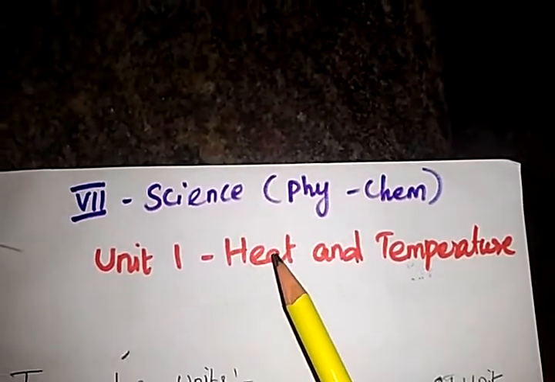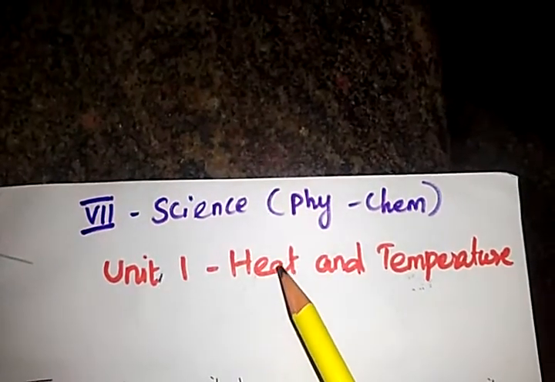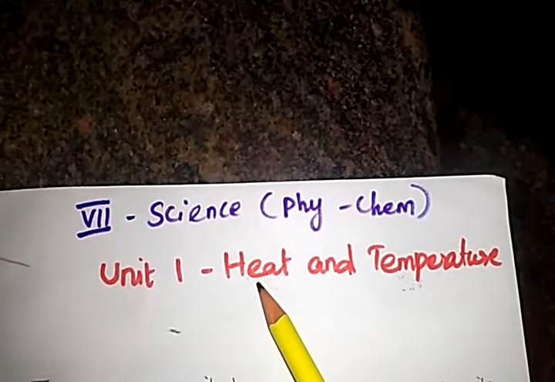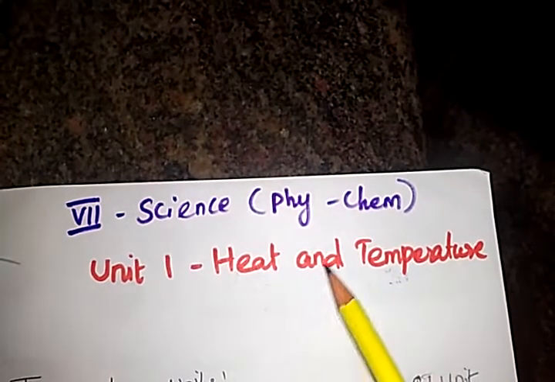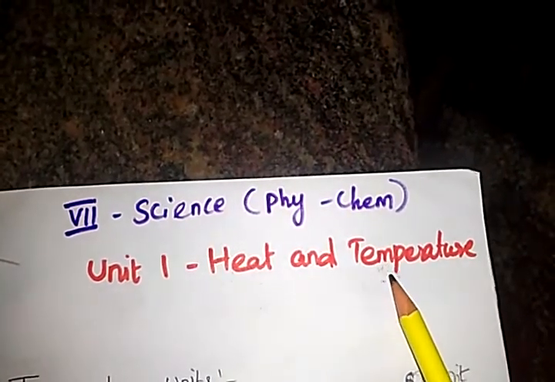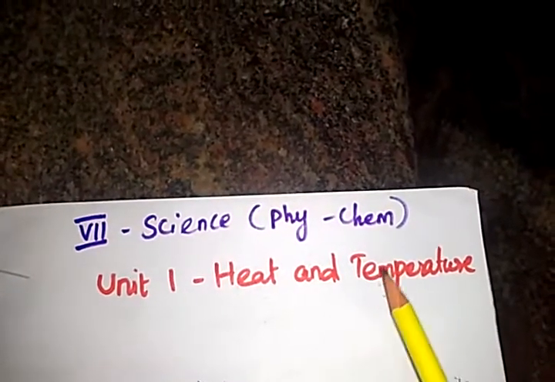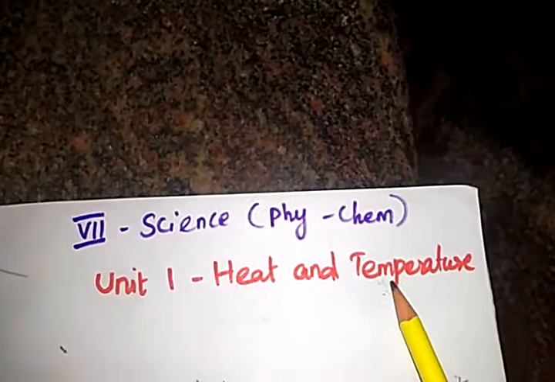What is heat? The quality of being hot, high temperature. And temperature. What is temperature? The measurement of warmness or coldness of a substance.